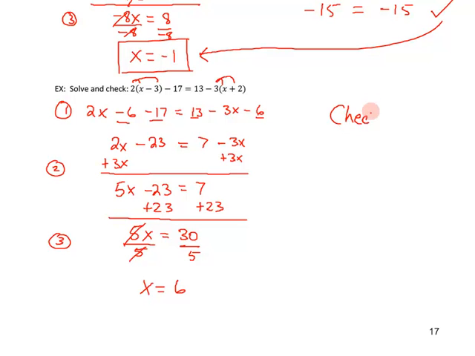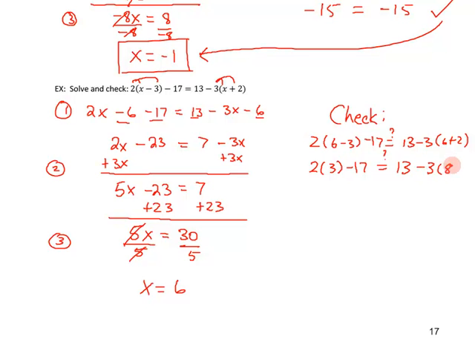So let's check our answer. So that's 2 times 6 minus 3 minus 17. Is that equal to 13 minus 3 times 6 plus 2? So inside the parentheses on the first step, the left-hand side gives me 2 times 3 minus 17. Is that equal to, and I can add the parentheses on this side, so 13 minus 3 times 8. Now multiply. I have 6 minus 17. Is that equal to 13 minus 24? 6 minus 17 is a negative 11. 13 minus 24 is a negative 11. They are equal. It checks. So that is the correct answer.